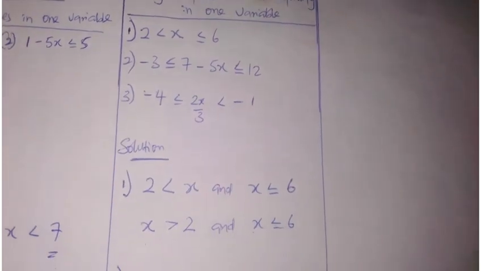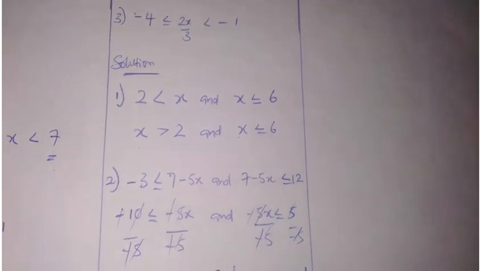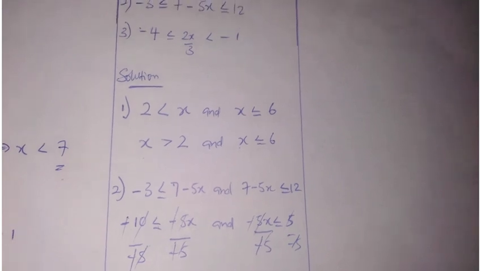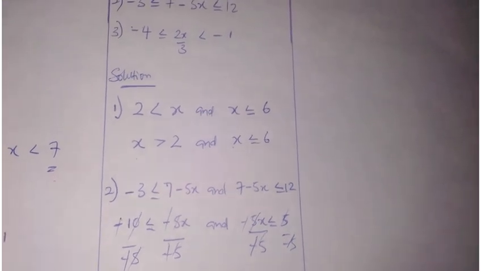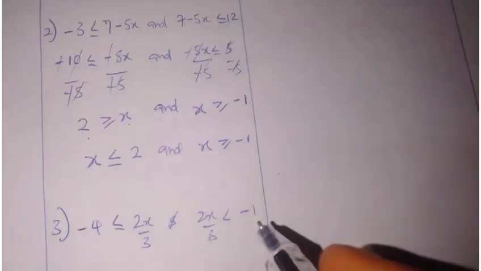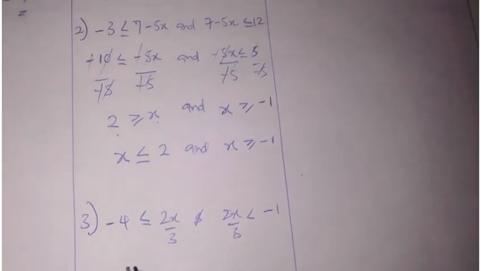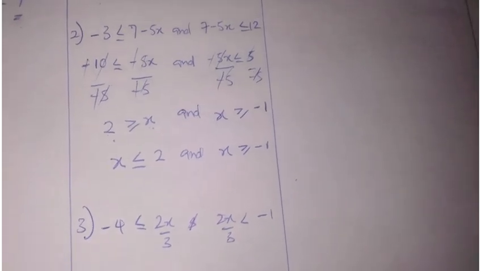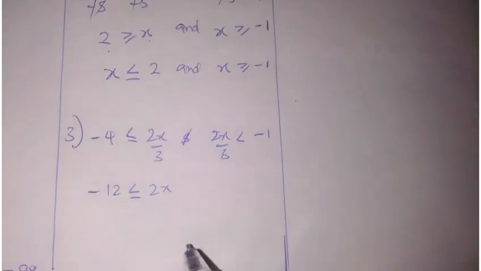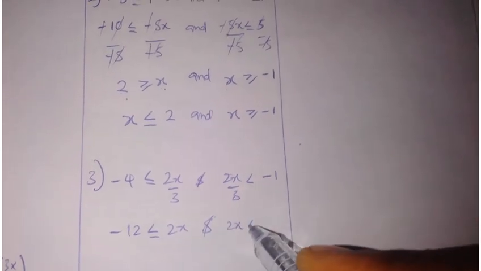Minus 4 is less than or equals to this, and this is less than minus 1. So I have minus 4 less than or equals to 2x over 3, and 2x over 3 less than minus 1. Let's say I'm going to solve it, then this now becomes, cross multiply, what do I have? That becomes minus 12 less than or equals to 2x, and 2x less than minus 3.